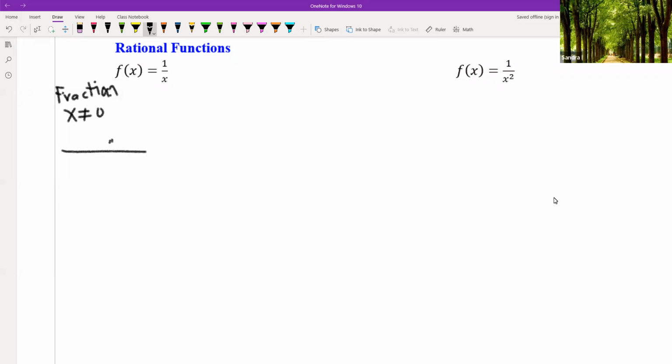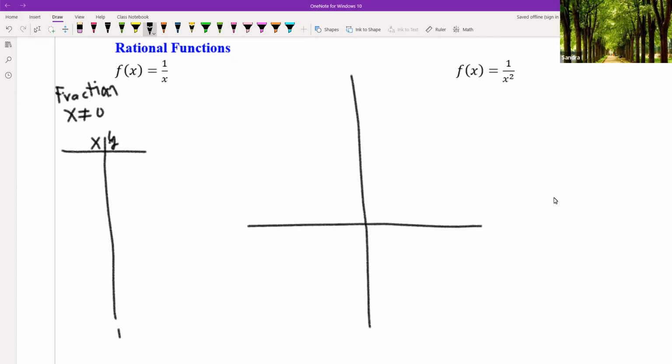So let's make a t-table of values. And this is what I want. What I want to know is I want to get values that are close to 0 and then far away from 0. Okay, close to 0 and far away from 0. Okay, so let me go ahead and do my picture right here. So this is what I want. I want to know what happens as I get very close to this point right here, 0 right here.